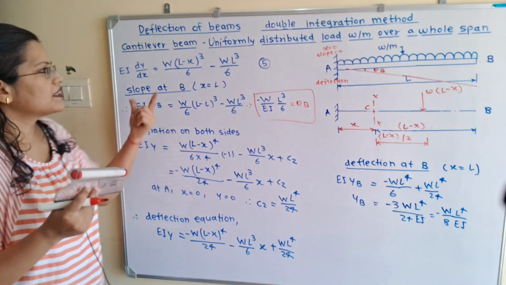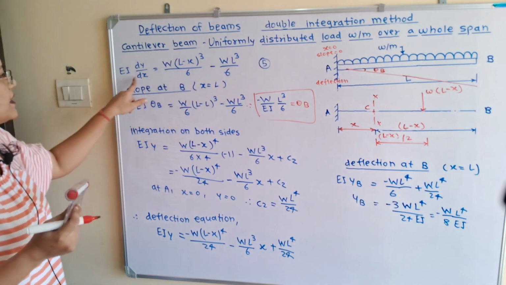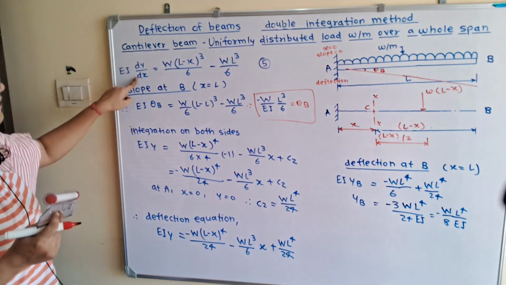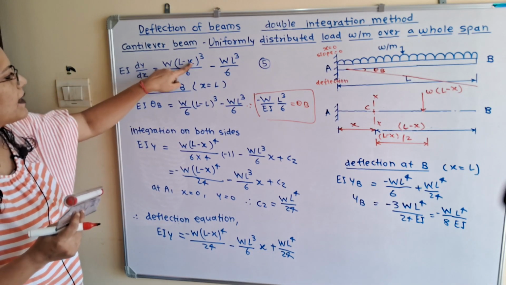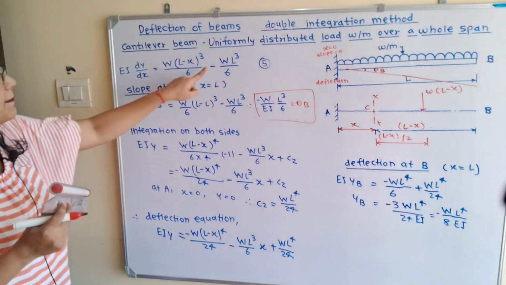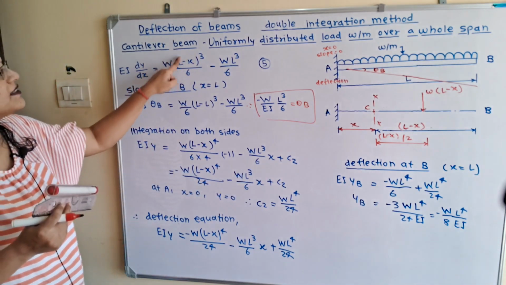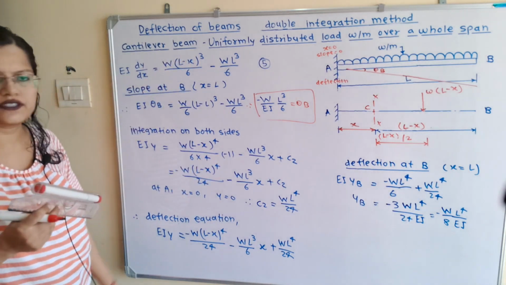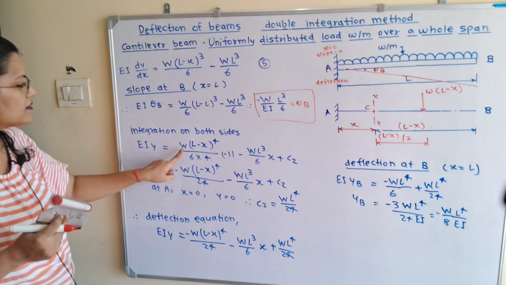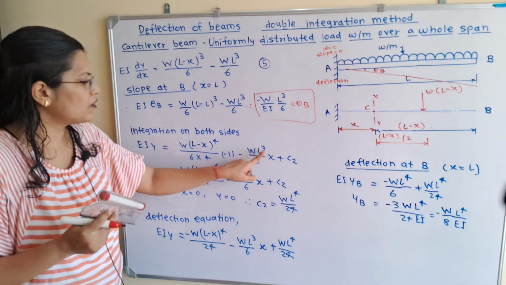Now we will use the second integration to find out the deflection equation. So we will take the integration on both sides of the slope equation. So it will become EIY is equal to WL minus x raised to 4 divided by 4, and here 6 already there, minus WL cube by 6x plus C2. Now here is the minus x term, so we will take here as a minus 1. Now we will simplify this.